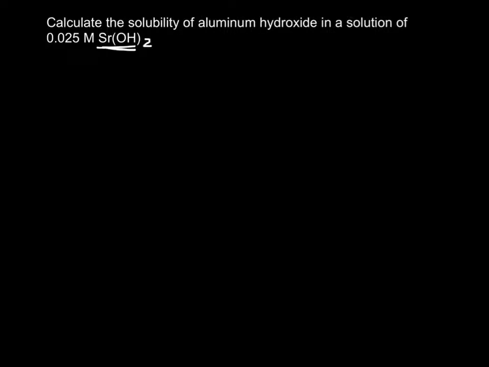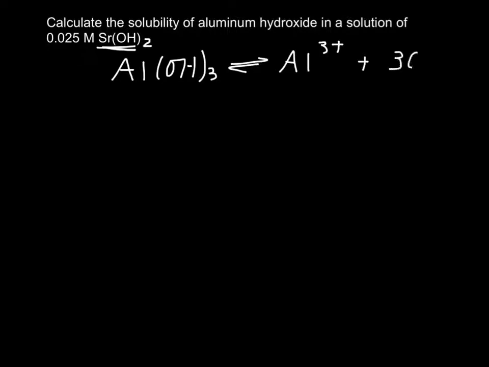Now, if I try to figure out the solubility of aluminum hydroxide in a solution that already has hydroxide in it. If we look at our equation again, aluminum hydroxide, remember that's a solid, breaks into aluminum ion and 3 hydroxides. So remember Le Chatelier's principle, which says if I add some product, it's going to shift this reaction to the left. So we're going to expect that the solubility of aluminum hydroxide is less than it was just in plain pure water.